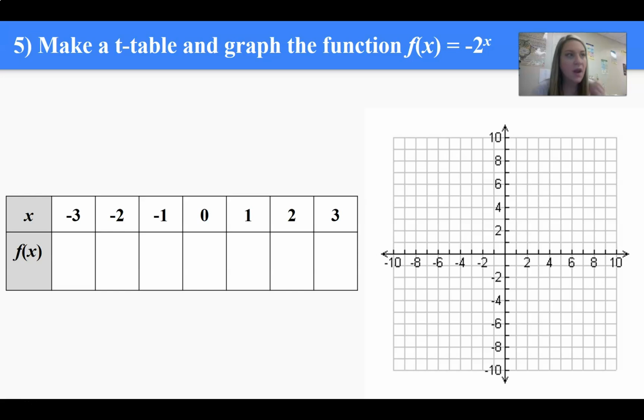Okay, so here we go. What is this? Negative 2.